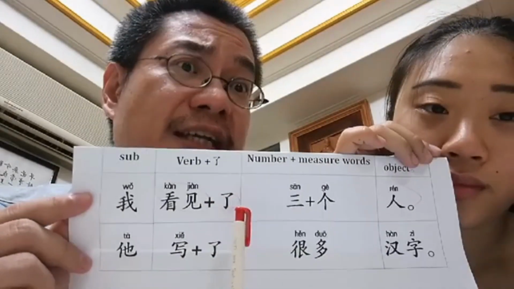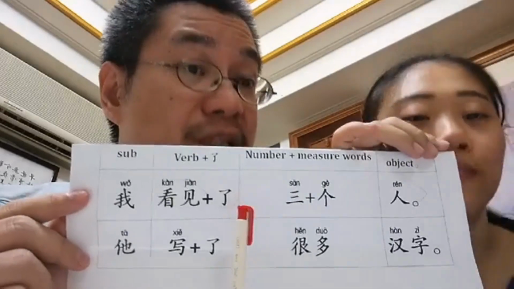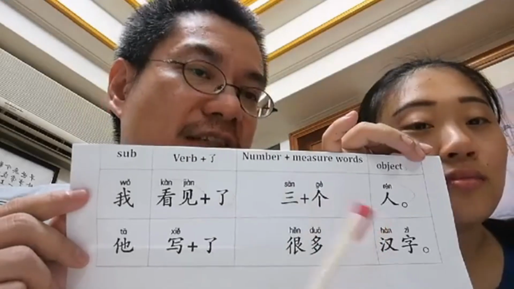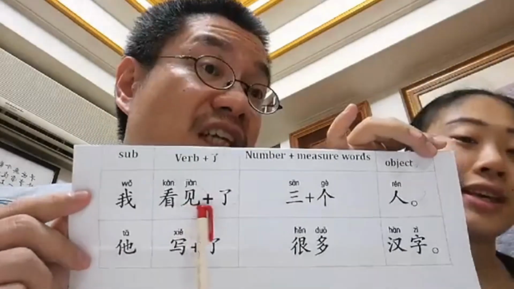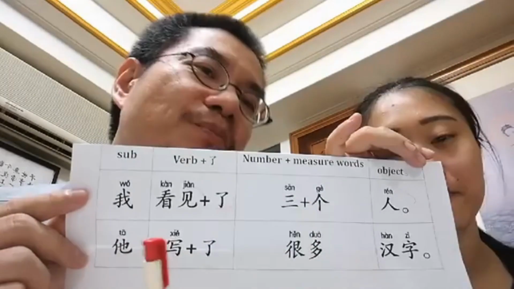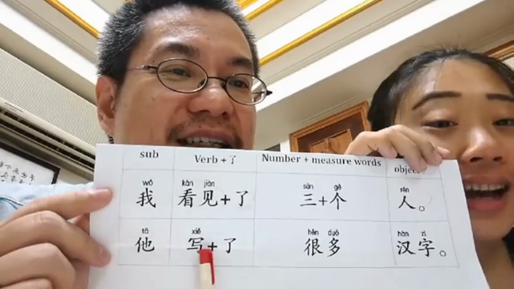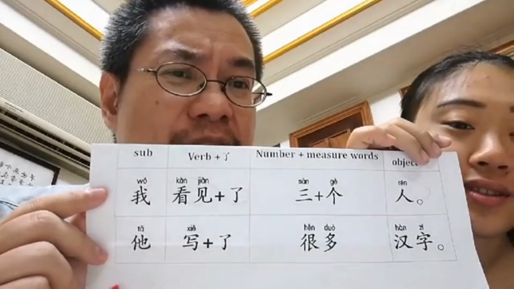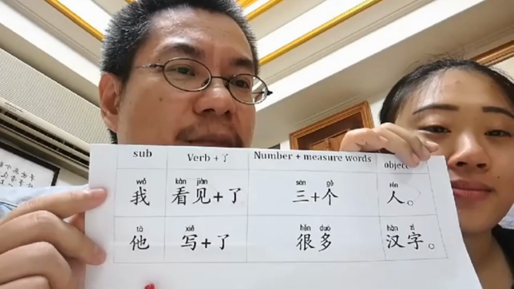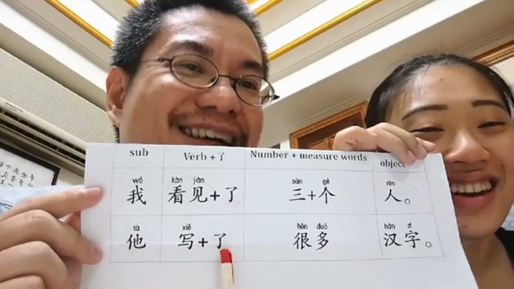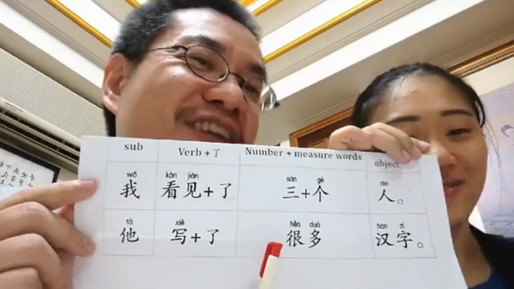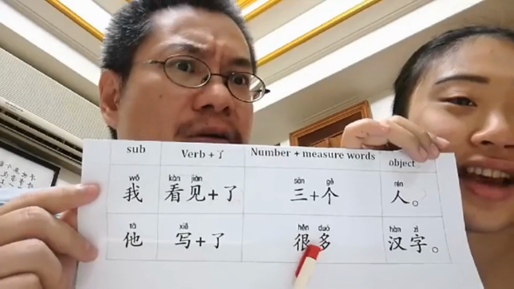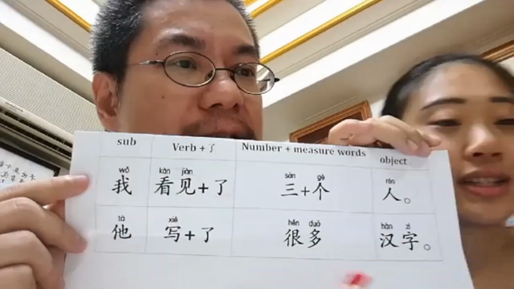了 indicates an action that has already been done or completed. 我看见了3个人. I saw or I have seen 3 people. Okay, what's the next example? 他写了很多汉字. Very good. So Abby, where is the subject? 他. Where is the verb? 写. Where is 了? 了. Where is the adjective pronoun? 很多, a lot of. 很多 means many or a lot of. Where is the object? 汉字.